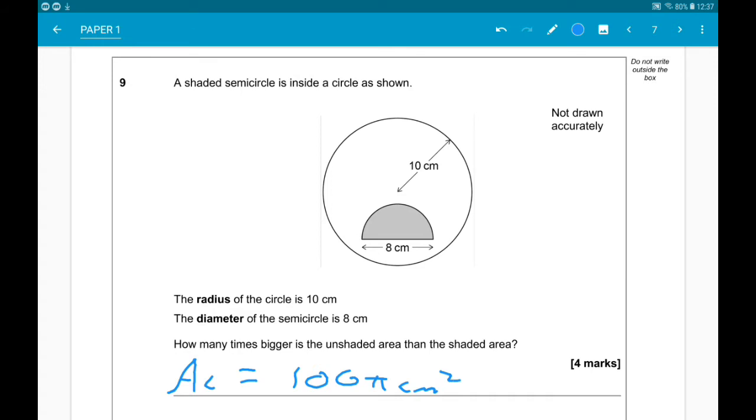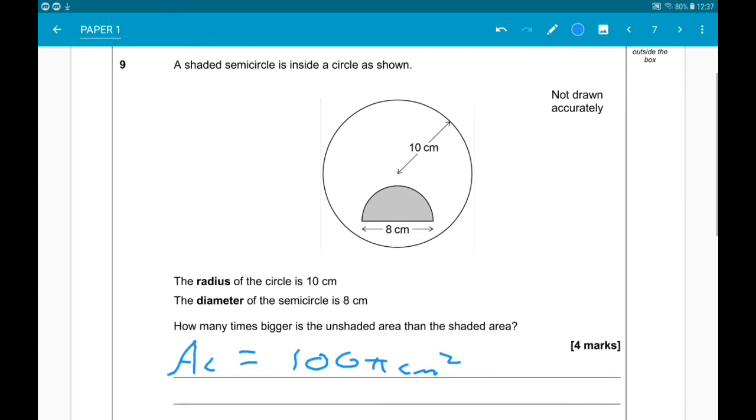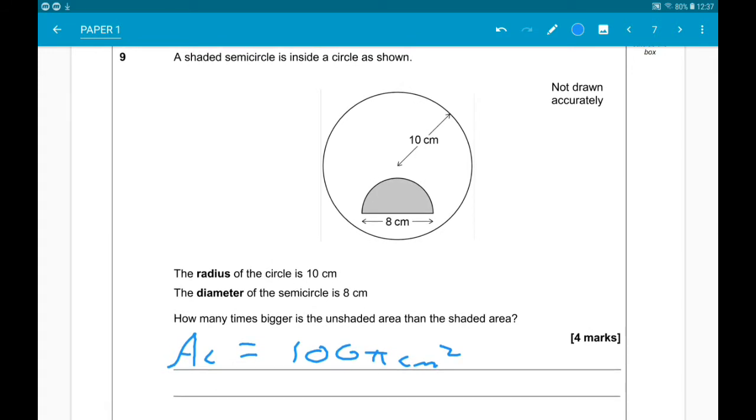Now, next, we're going to need the area of the semicircle. So, careful here because we have the diameter of the semicircle. So, if the diameter is 8, the radius is 4. So, the area of the semicircle is pi times 4 squared. So, 16 pi divided by 2. So that's 8 pi centimetres squared.